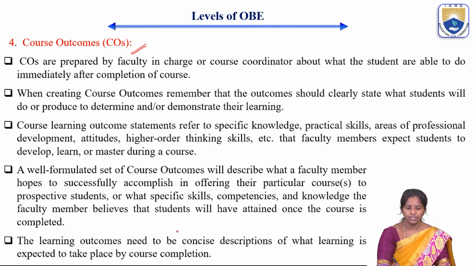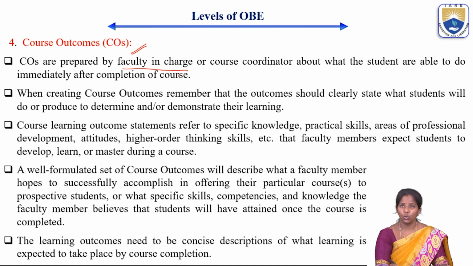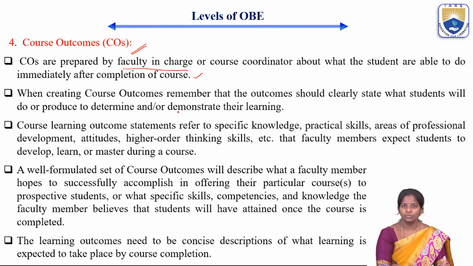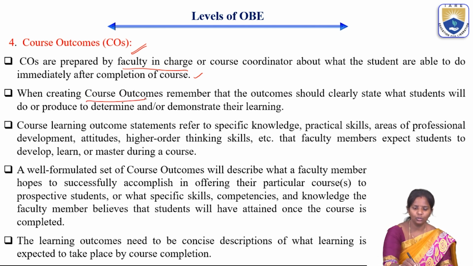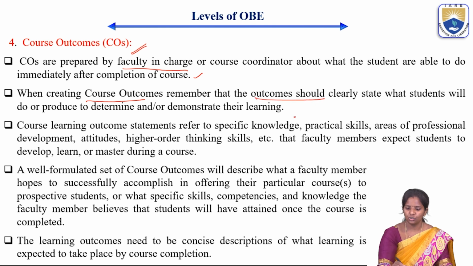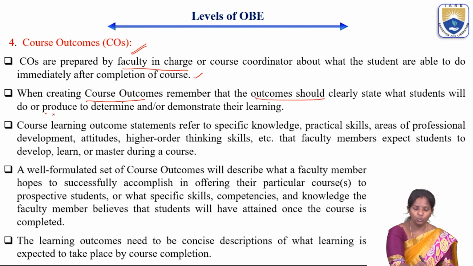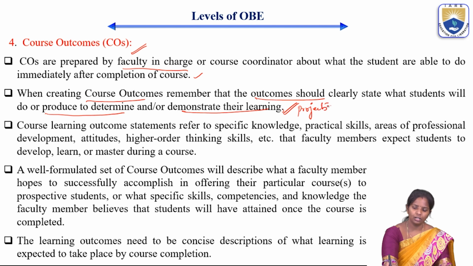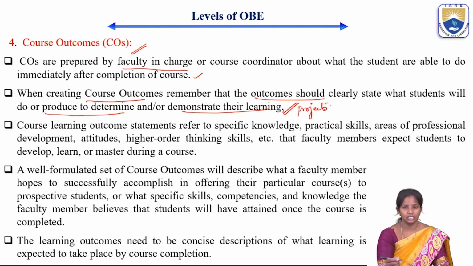Then comes the course outcomes. The course outcomes are prepared by the faculty in charge or the course coordinator, so that the student will be able to do immediately after the course completion. So they will be able to do whatever is being taught in the course, that will be the outcome. Whatever outcome that we are assessing will be implemented in their careers. So when creating course outcomes, remember that outcomes should clearly state what student will do or produce to determine or demonstrate their learning. Demonstration is like projects, or after working, when they start working.